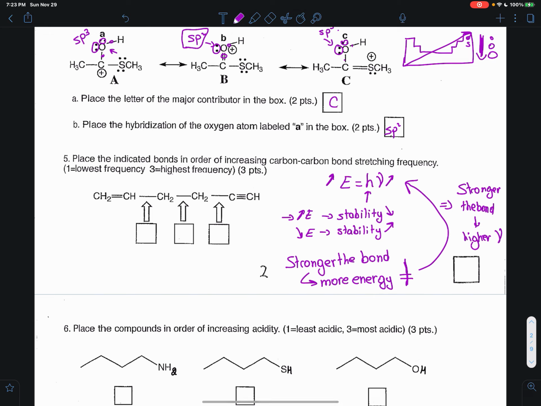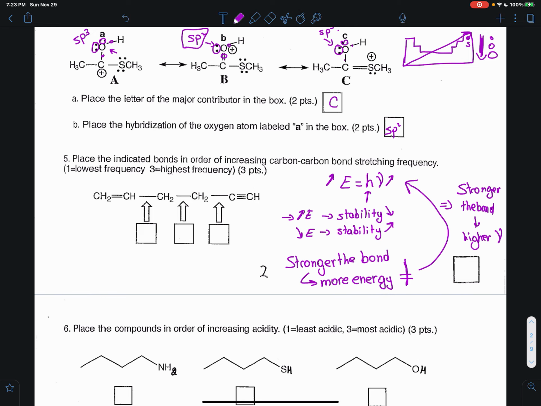Can't write today, huh? The higher the frequency. So from that, we have to look back at the structure that she gave us. Now we know that to be able to determine the strength of a carbon-carbon bond, we have to look at the S character, and the more S character, the stronger the connection, right?